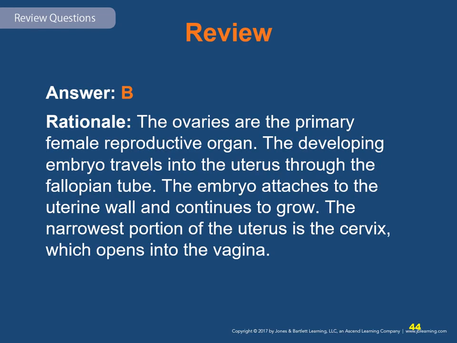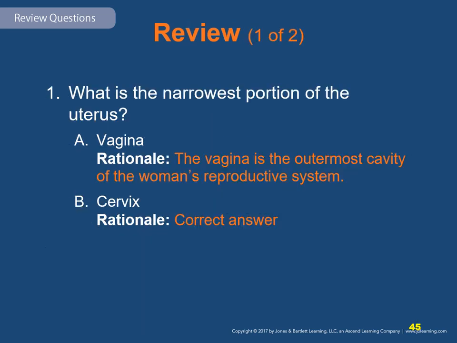The ovaries are the primary female reproductive organ. The developing embryo travels into the uterus through the fallopian tube. The embryo attaches to the uterine wall and continues to grow. The narrowest portion of the uterus is the cervix, which opens into the vagina.